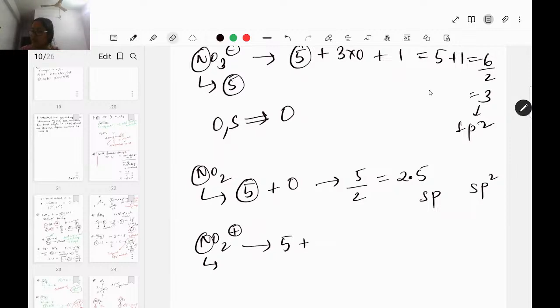So I just mentioned that if there is a positive charge, we deduct 1. So 5 minus 1 is 4, by 2 is 2, which means this 2 is sp hybridization. So now we have obtained our answer. NO2 plus is the answer.